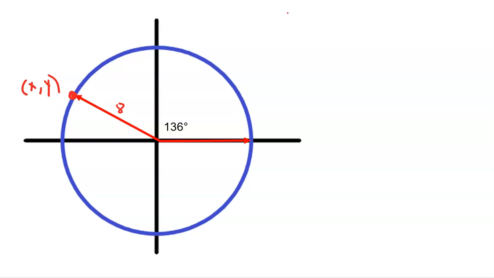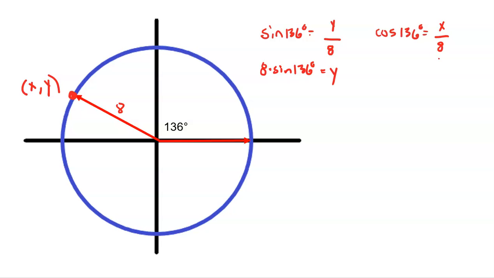It's really easy. We know that sine of the angle, 136 degrees, equals the y value divided by the radius. Therefore, if I multiply 8 to the other side, 8 times sine of 136 degrees is my y coordinate. Done. Easy. What's my x coordinate? Cosine of 136 degrees is the x coordinate divided by the radius 8. Multiply the 8 to the other side, and I get my x coordinate.